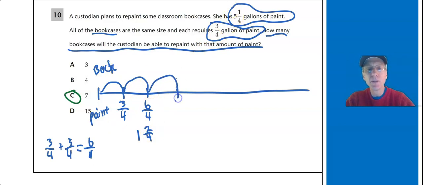Let's do another one. Now you can see what's happening here. I'm just adding 3/4 each time. 3/4 each time. How much paint is that? Well, 9 divided by 4, that's 2 1/4 gallons so far. Let's do another one. 12/4. It's 3.